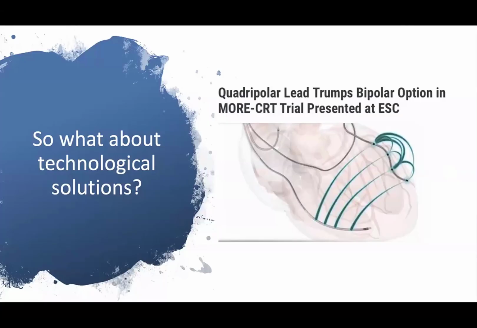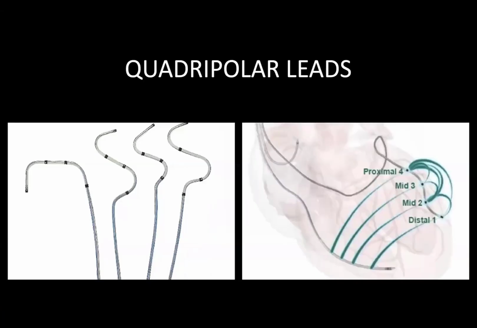Around 2010, 2011, the quadrupolar lead appeared. This is from the 2016 European Society of Cardiology MORE CRT trial, which looked at multi-site multipolarity pacing. And I'll just talk briefly about quadrupolar leads, which I think are hopefully going to become ubiquitous across our continent. The distance between the proximal and the distal ring, and there are four options, is somewhere in the 4.5 to 5.5 centimeter space.